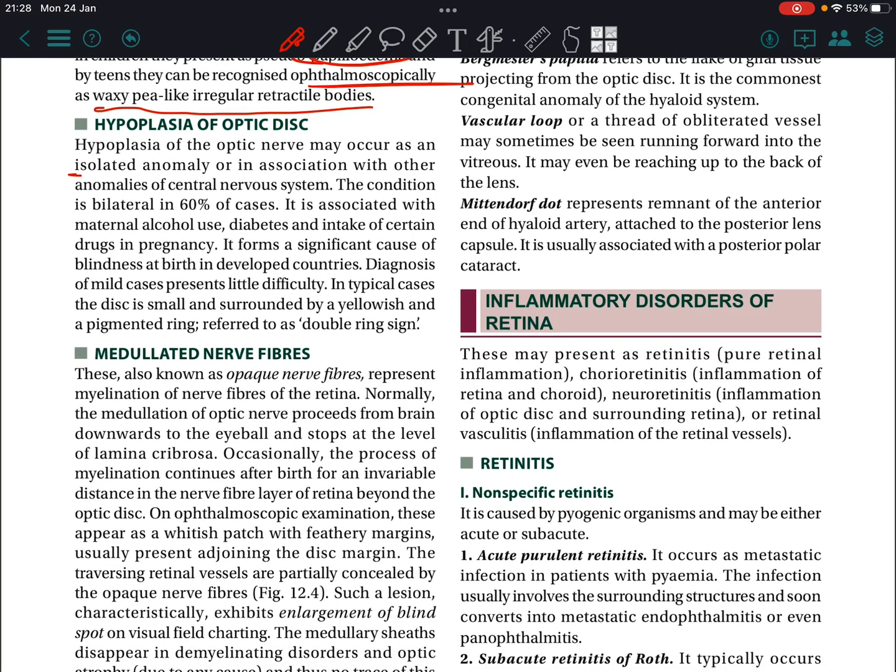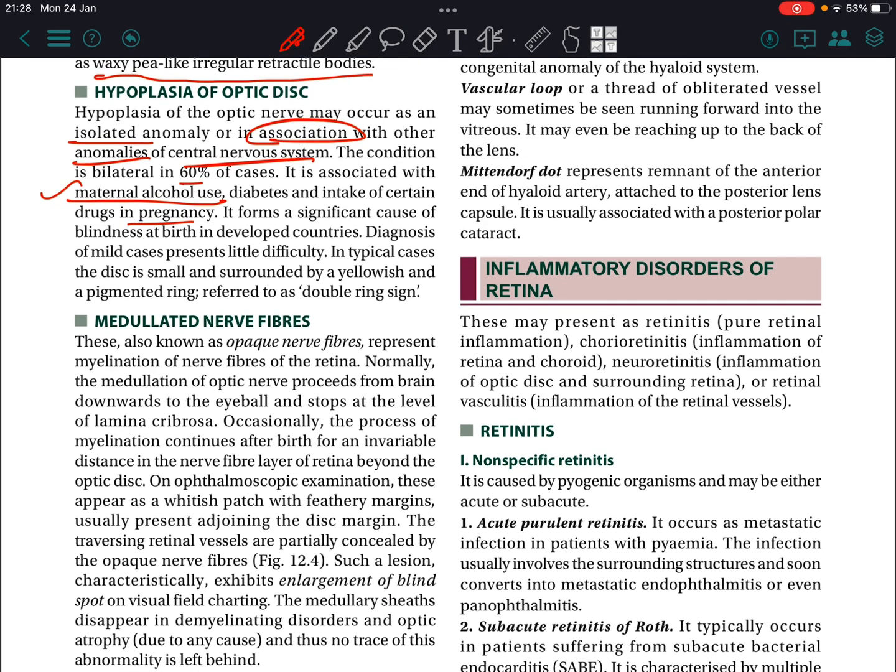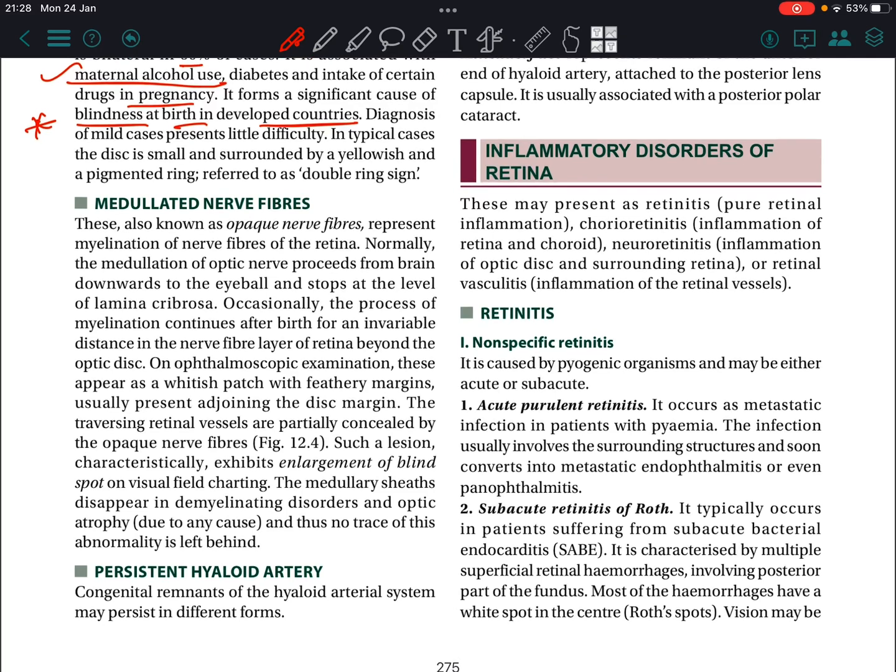It may occur as an isolated anomaly or in association with other anomalies of the central nervous system. The condition is bilateral in 60% of cases and is associated with maternal alcohol use, diabetes, and intake of certain drugs in pregnancy. It forms a significant cause of blindness at birth in developing countries. Diagnosis: mild cases present little effect.